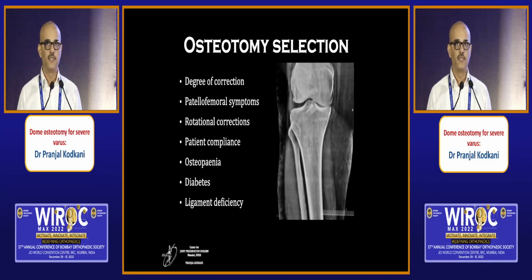The osteotomy selection could depend upon the degree of correction that we need to achieve. For larger degrees of correction, maybe a dome osteotomy is preferable. For those patients having patellofemoral symptoms, again, a dome osteotomy, since we can get the Mackay effect. Rotational corrections are possible with a dome osteotomy, but the patient's compliance with an external fixation device needs to be taken into consideration. For those patients having osteopenia, diabetes, or ligament deficiencies which we need to manage by increasing or decreasing the slope, one may opt for a medial opening wedge osteotomy.